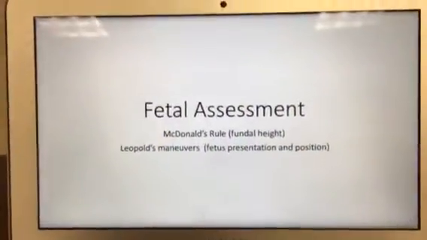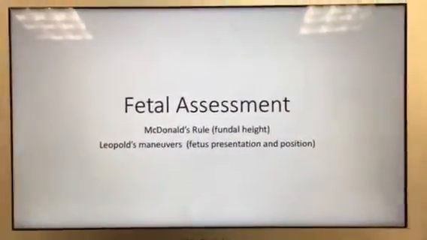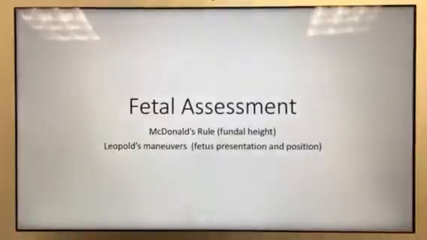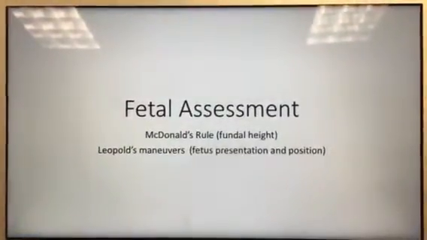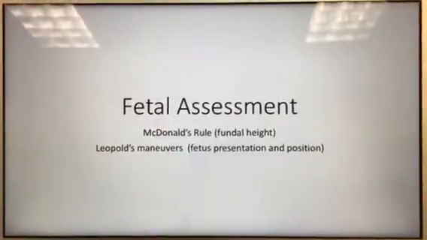I'm going to be talking about fetal assessment, specifically McDonald's rule, which measures the height of the fundus, and the Leopold's maneuvers, which will tell us the fetus presentation and position.